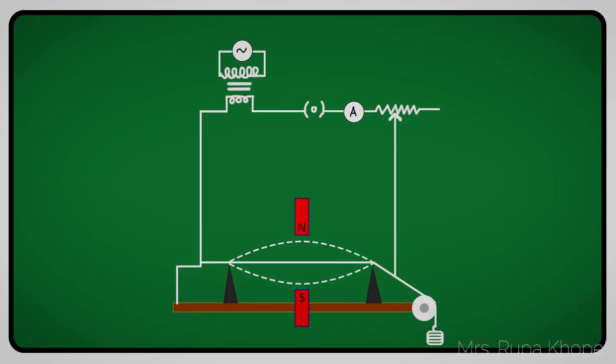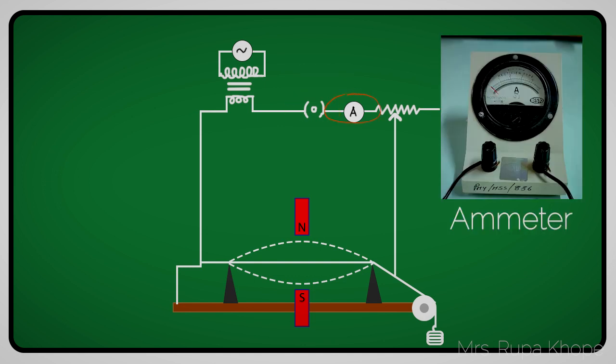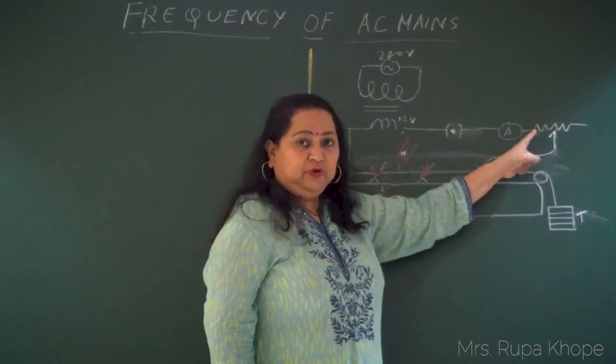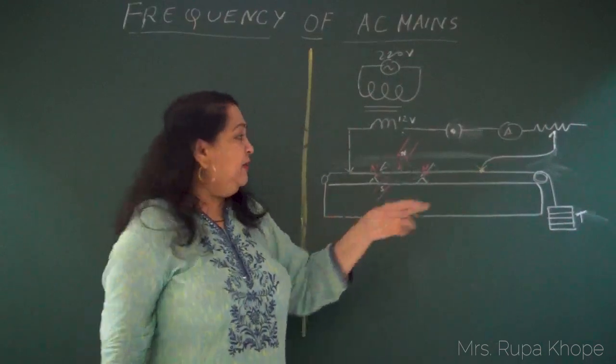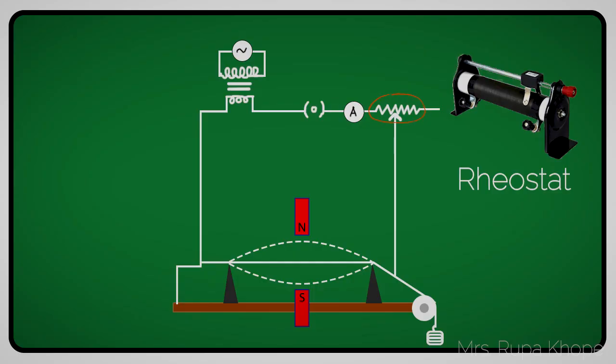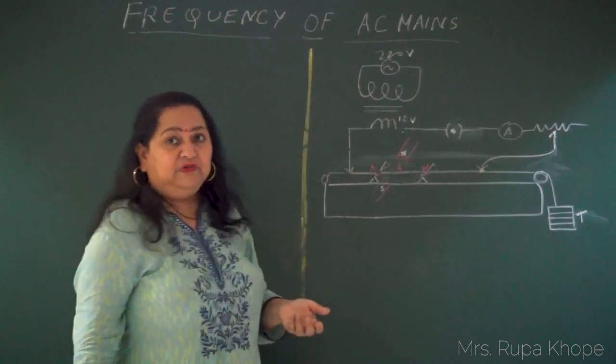Then after the transformer comes the key, and the ammeter, which measures the AC current. We are going to keep the current not more than 1 ampere. After that is the rheostat, which is going to control our current.